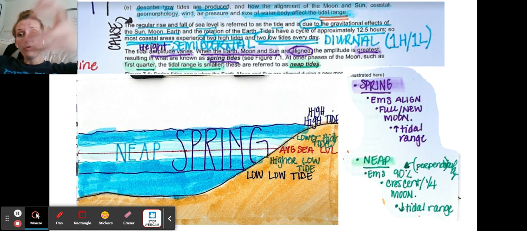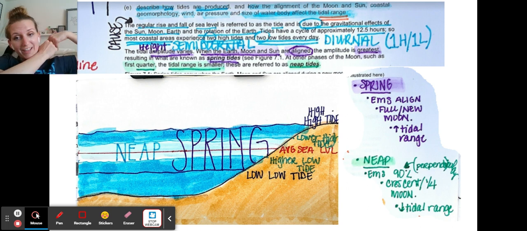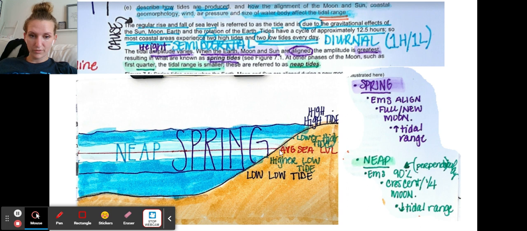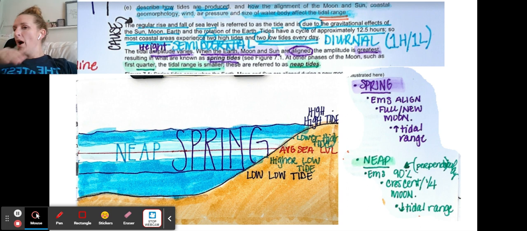And if the pull on the water isn't as great, then when it releases, it's not going to be that great either. So right above here, this light blue column says lower high tide. It's a lower than normal high tide.